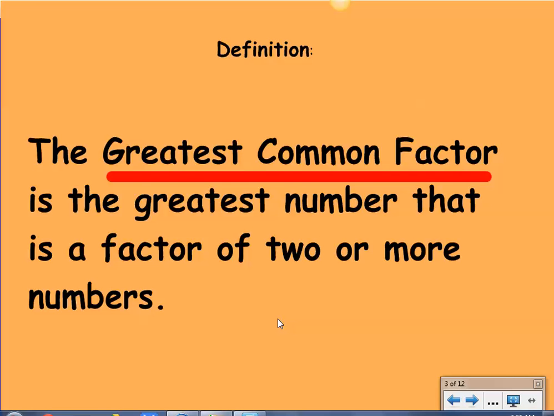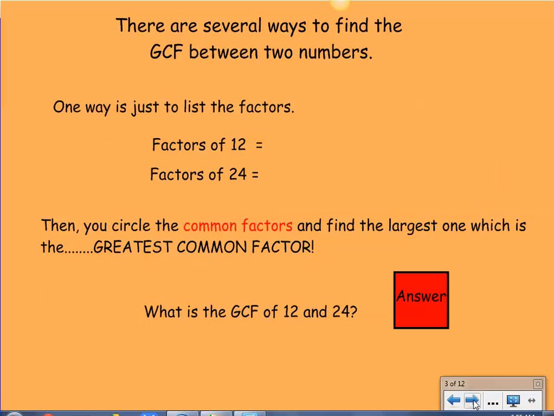Remember, earlier this week we talked about factors. Factors are those numbers that we can chop composite numbers into that will evenly fit into them. So if I'm looking at two numbers, what's the biggest number that can go into both of them? On our packet, there are two different methods that we're going to talk about today. There are several different ways to find the GCF, or greatest common factor, of two numbers. One way is just to list the factors.